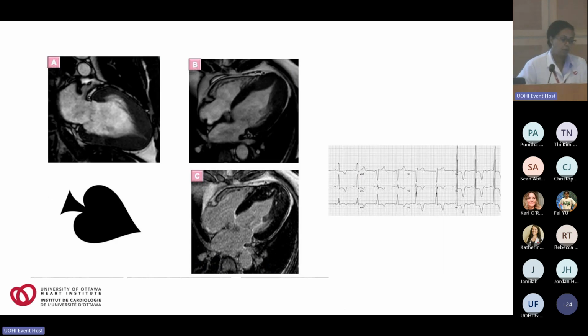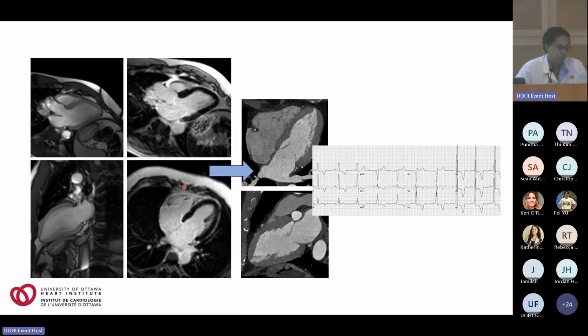The other thing I wanted to talk about is, so this is how we're taught that apical HCM should look like: the typical ace of spades pattern and enhancement where most of the hypertrophy is. But this is to show a case that we had here of a patient that had prior MR, and the apical HCM was not actually picked up then. There was no LGE, as you can see in these LGE images. With an experienced eye, one can say, okay, that the wall does not thin out as it goes towards the apex, and that may be a clue.